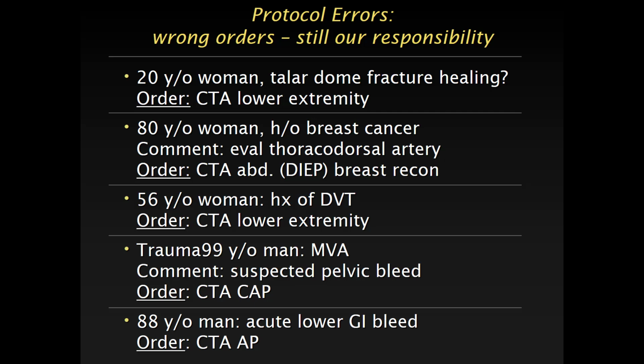So I think our end is easier in order to protocol the right thing once we know what the story is. But no matter what, we are in charge and we are responsible for what ultimately gets scanned. So it's our responsibility to pick the right protocol even for the wrong order. So here's an example. A 20-year-old woman had a talar dome fracture, and they were doing a CTA, I'm not sure why, to check the fracture healing.